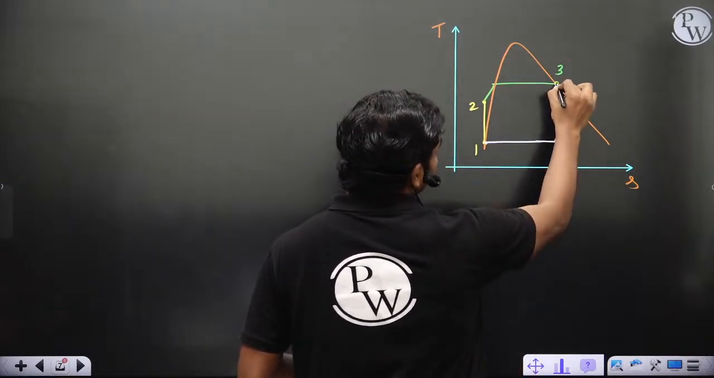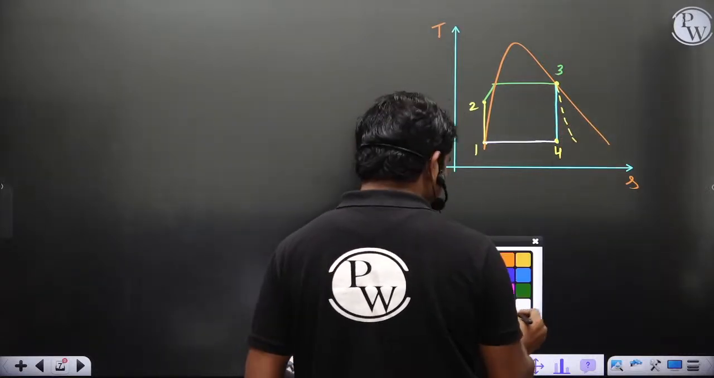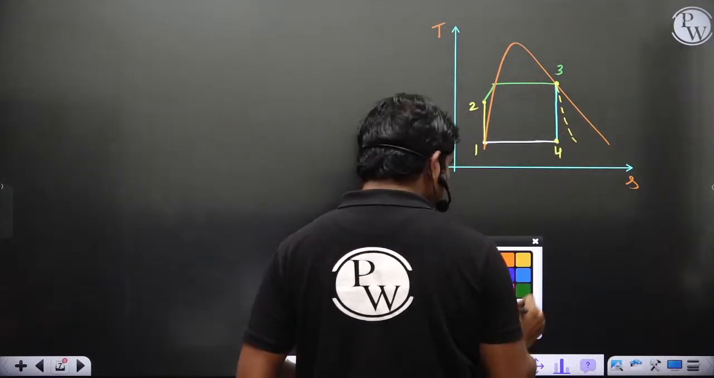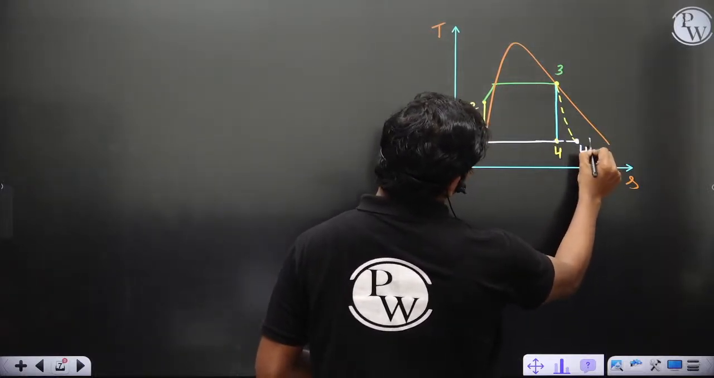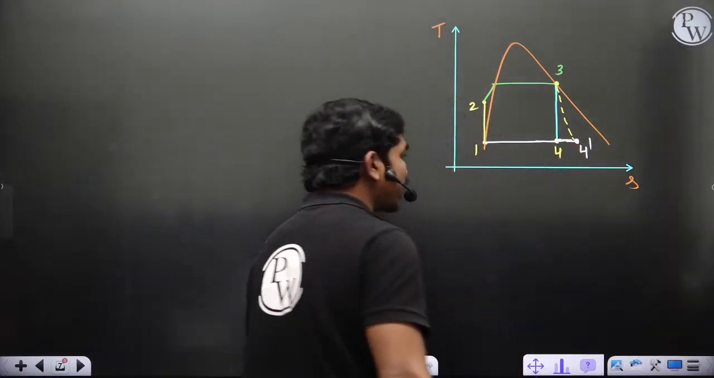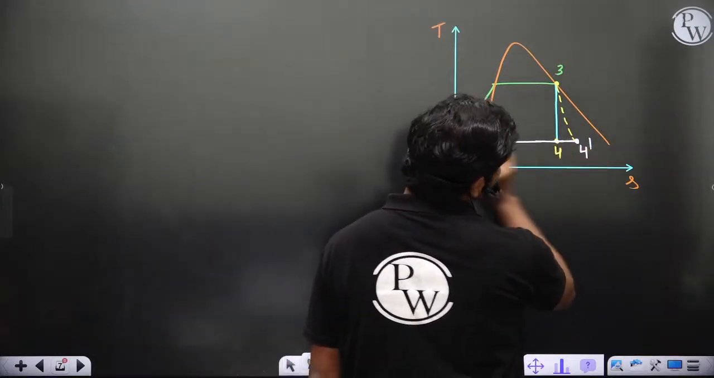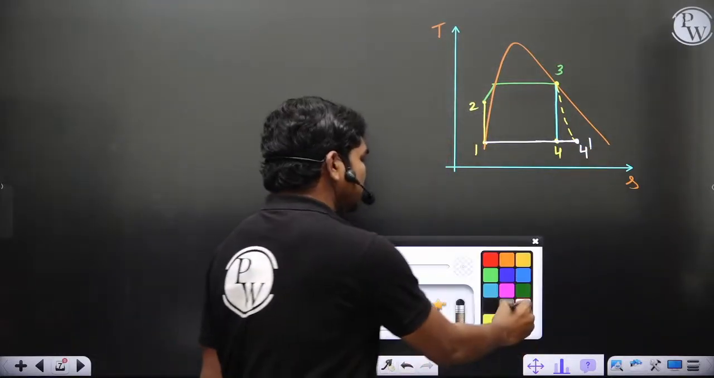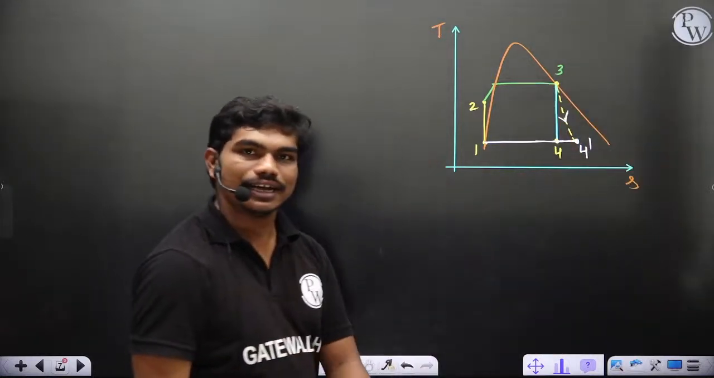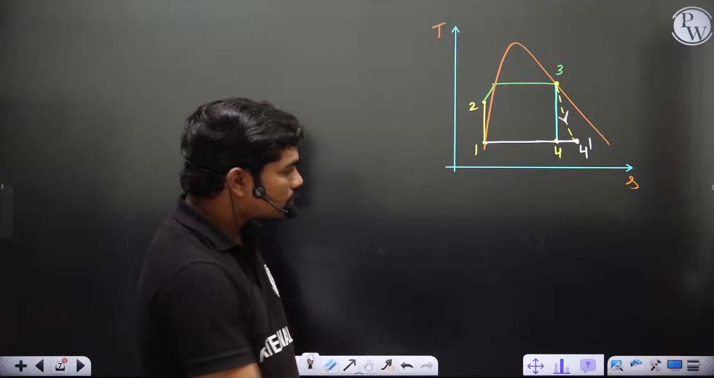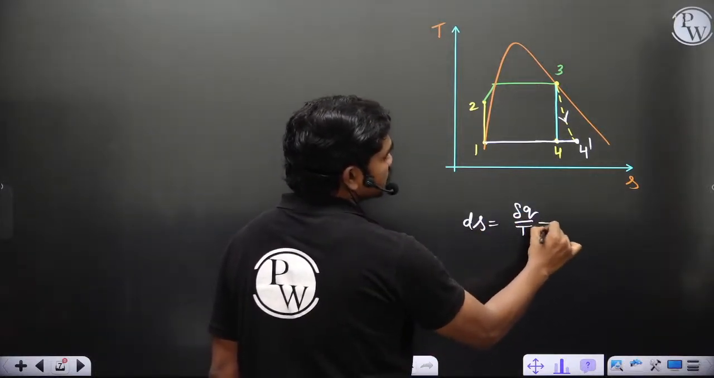Entropy increases like this, and this point, instead of ending up at 4, it will extend to 4 dash. So 4 dash is your actual state after the expansion, and this process is not at all isentropic. In fact, entropy should increase along the expansion. Because you may have one doubt: normally ds is equal to del q by T plus del s generation.